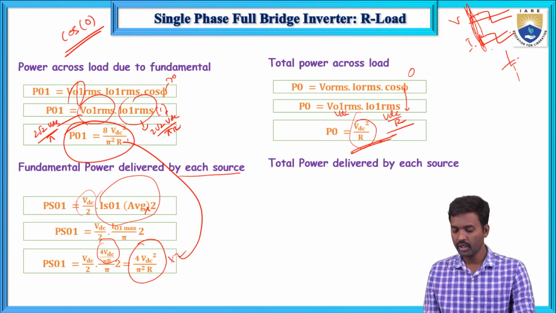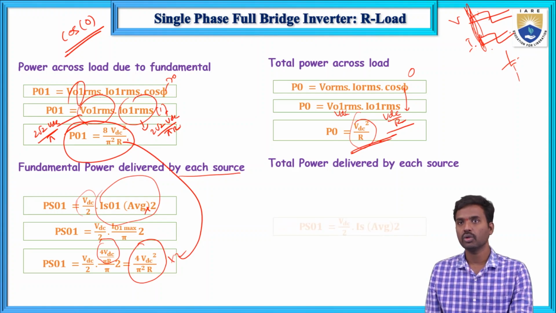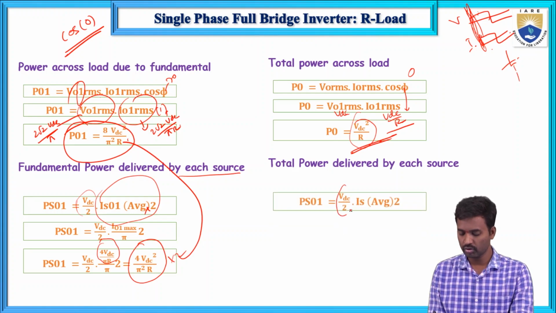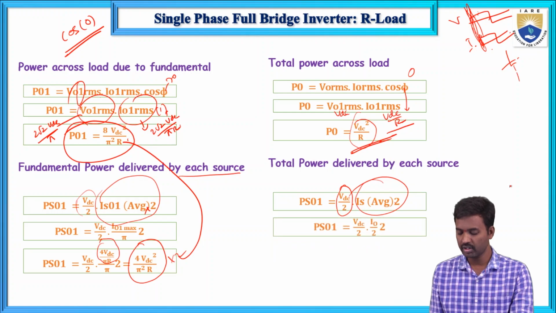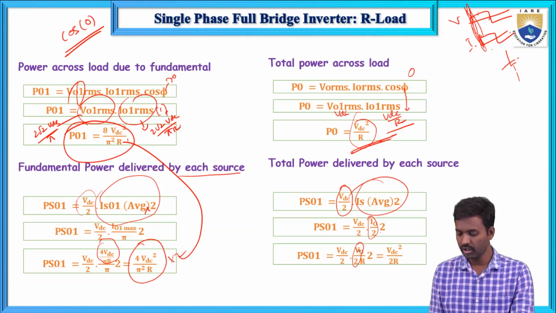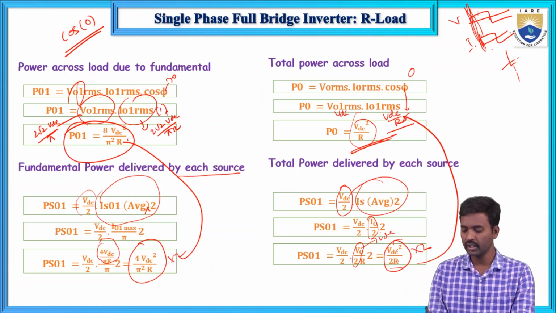Total power delivered by each source means here, total power delivered by the source, each source VDC by 2 into IS average, not fundamental. So this into 2. So that IS average equals I0 by 2. And next here, this I naught means V naught by R. V naught means here VDC. So that is VDC by 2. If you multiply with 2, here you will get the same.